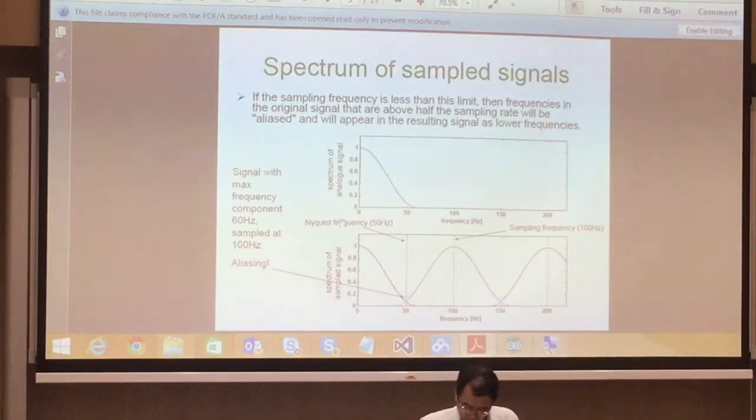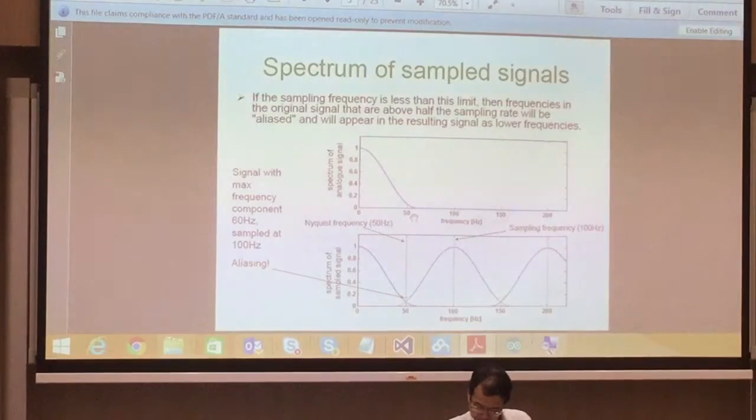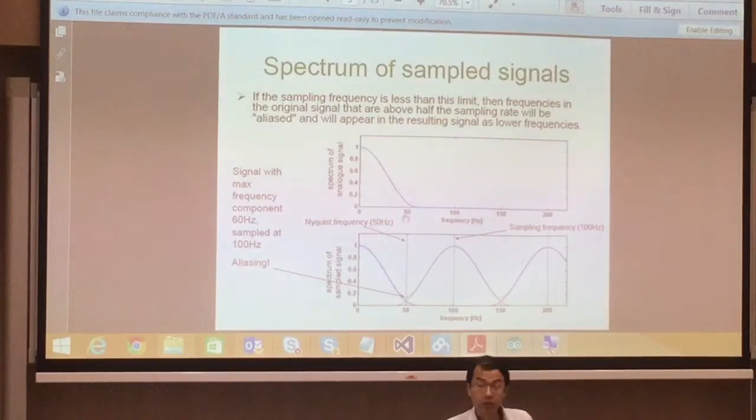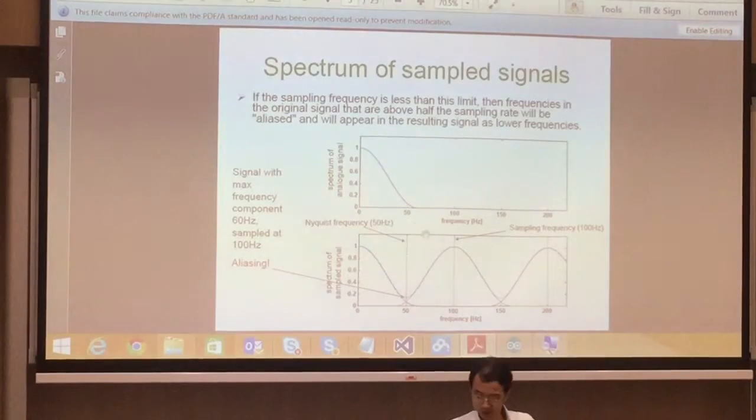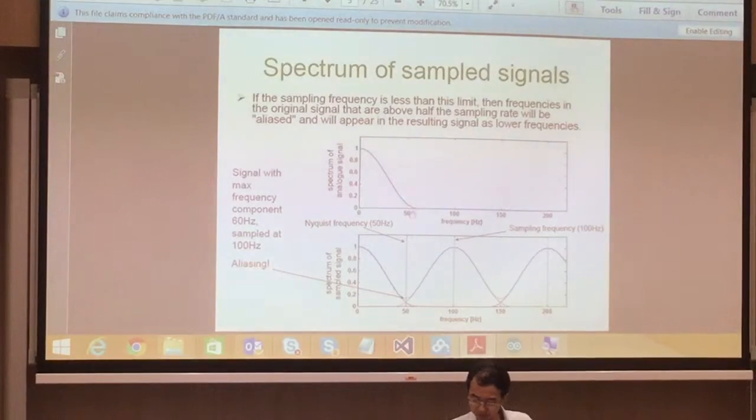Now the question you may ask is, let's say you have a signal but your sampling rate is less than what Shannon's sampling theorem tells you. What happens? Let's say you look at your signal like this one, and your signal frequency is actually more than 50 Hz. You can see there is something right above 50 Hz.